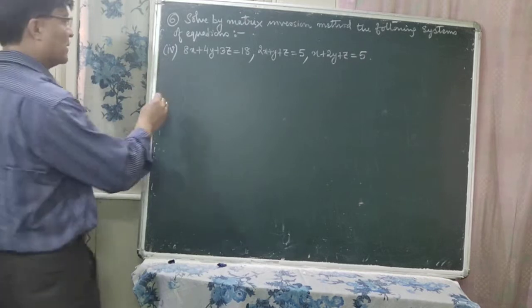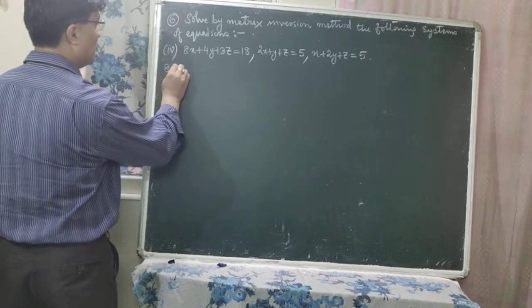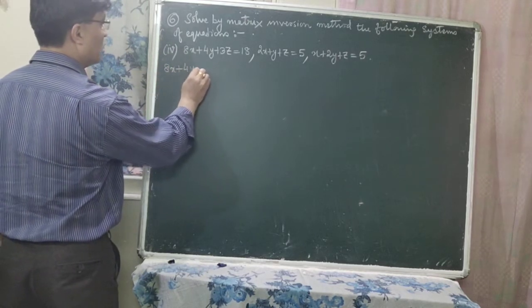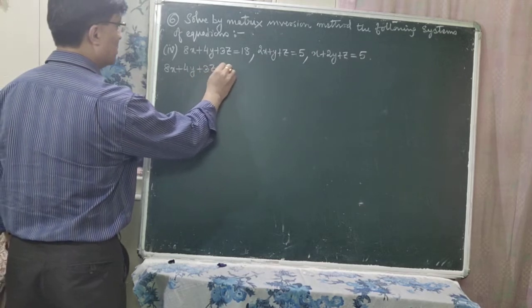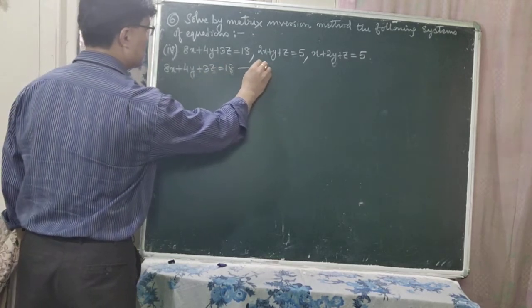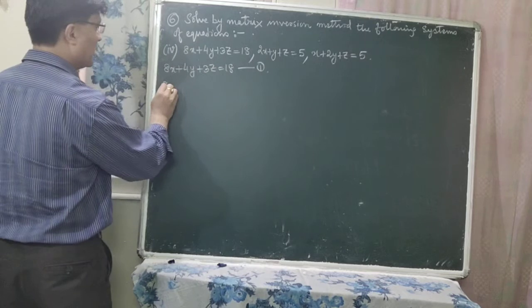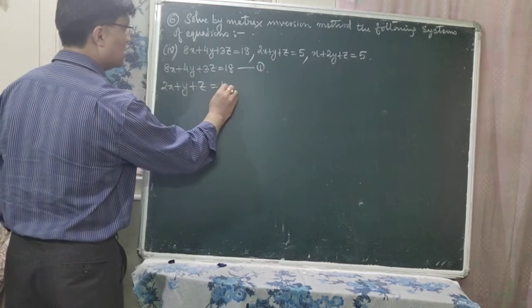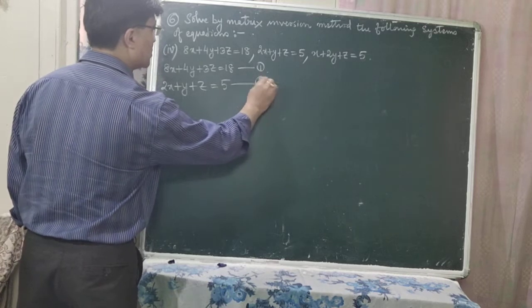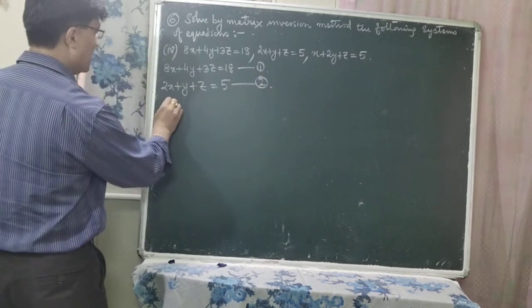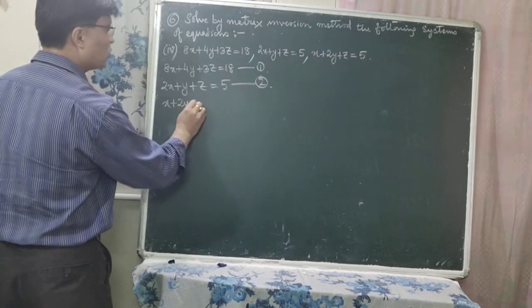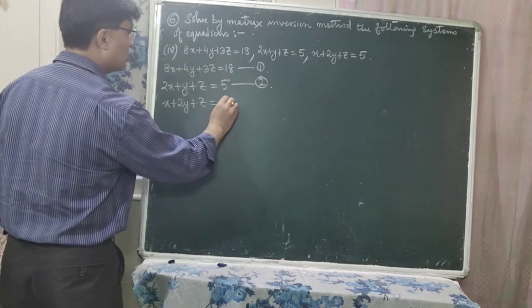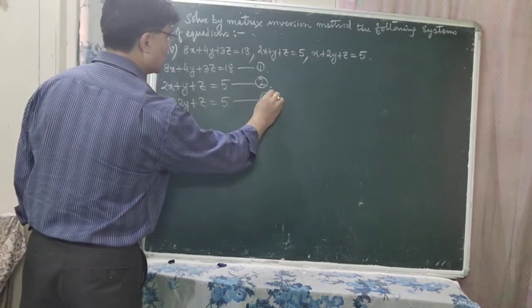Okay, let us write it again. Given is 8x plus 4y plus 3z is equal to 18. This is equation number 1. 2x plus y plus z is equal to 5. That is equation number 2. Next, x plus 2y plus z is equal to 5. That is equation number 3.